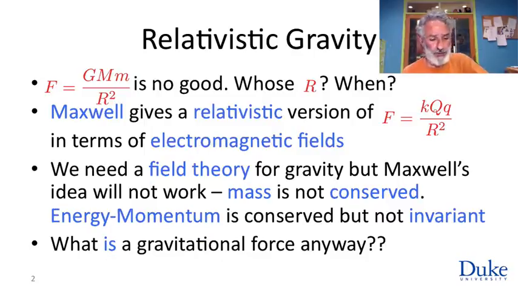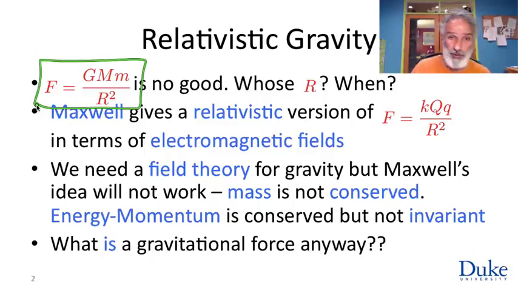Look at the familiar form of Newton's gravitational force law, and everything about it is wrong. For example, there's a denominator there, r squared. Who's measuring r? Remember, if someone is moving, they would measure a different distance because of Lorentz contraction. Whose r do you use? Worse than that, when do you measure this distance?